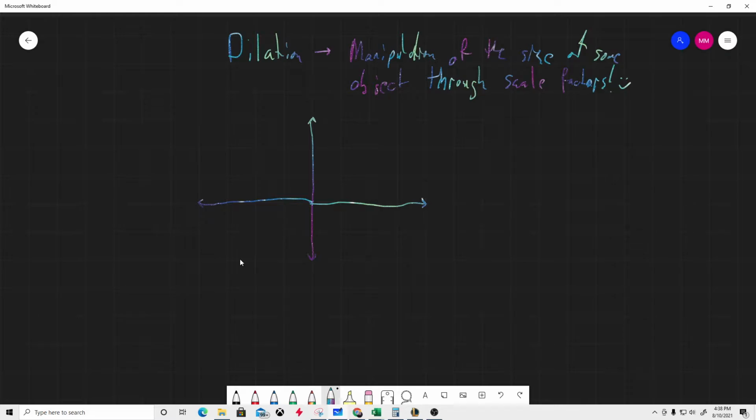Dilation. So, in dilation, I wrote the definition real quick in case you can't read my terrible handwriting. It says manipulation of the size of some object through scale factors. And basically, you just pick out this word right here. Factors, meaning we'll be multiplying by something.